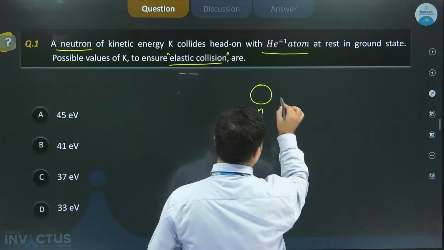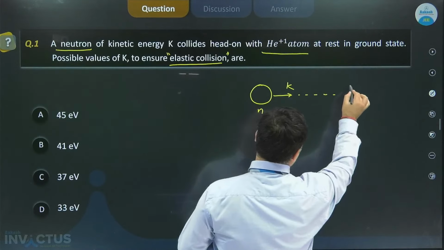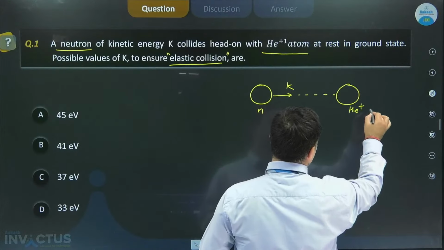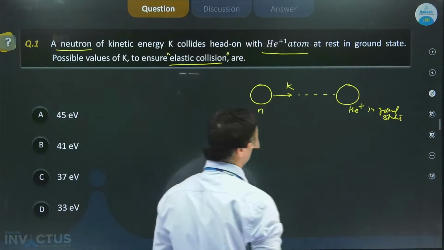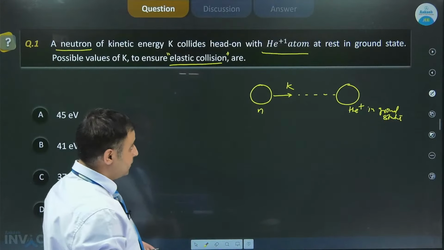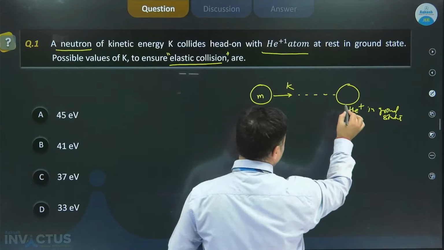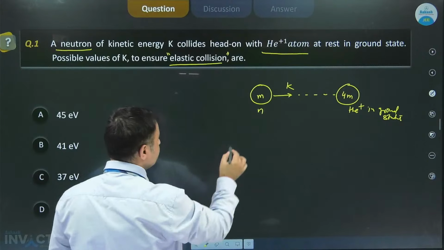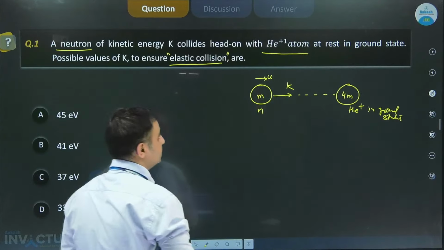A neutron with some kinetic energy K is colliding with a He plus atom in the ground state. Now, if the mass of the neutron is m, then the mass of the He plus atom will be 4 times m. Let us suppose the initial speed of the neutron is u.